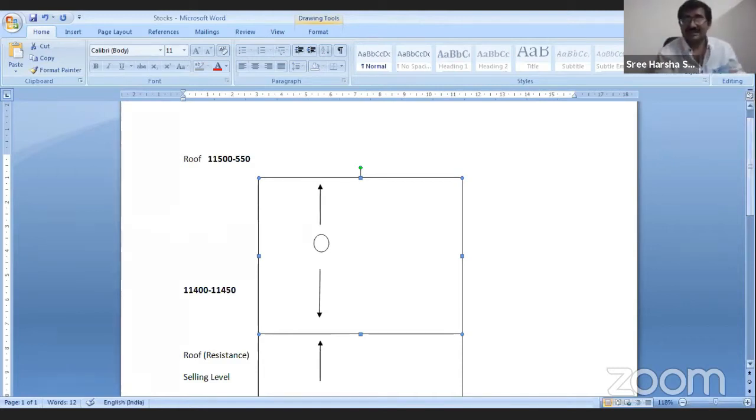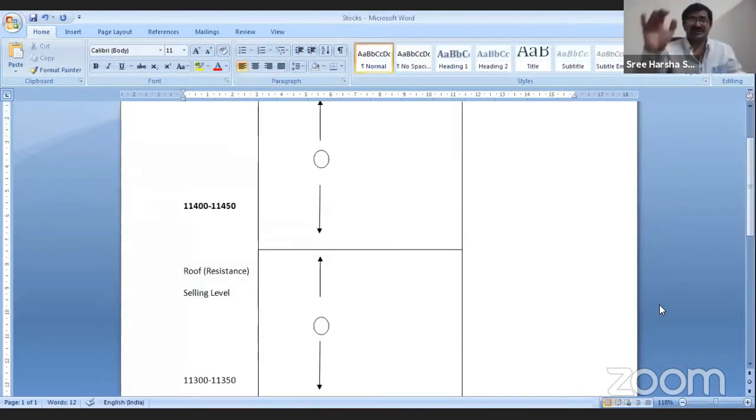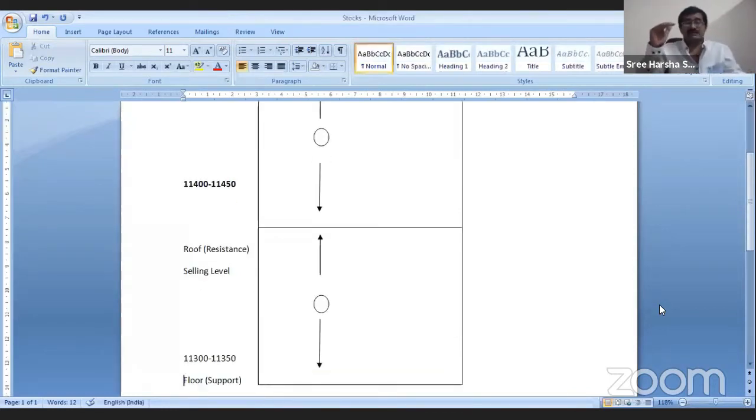So to understand this, let's look at the Nifty. Nifty had a lot of resistance at 11,300, 350. If you see, every time it used to come to 300, 350.